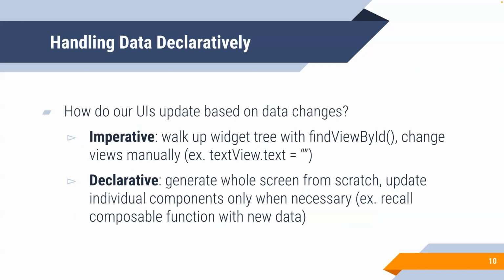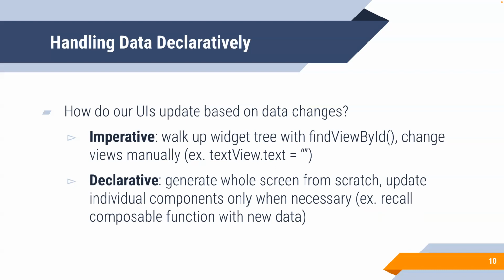Okay, so this brings up the question: how do we handle our data and how do our UIs update based on those data changes? What we've been doing imperatively with Android Native is walking up the widget tree with findViewById and then changing the views manually. So we have these setters and getters. The new way to do it, the way you would learn it with Jetpack Compose, a newer toolkit for Android, is that you generate the whole screen from scratch. And then these smaller components only get updated when the data that they're holding changes.